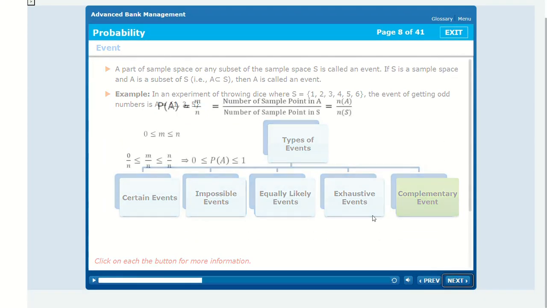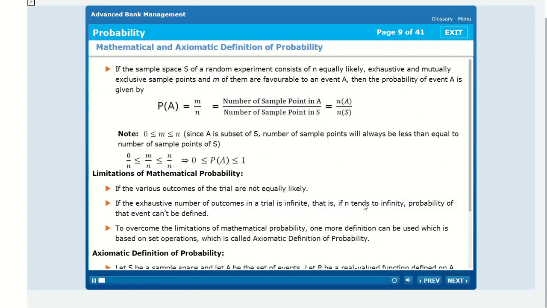Mathematical and axiomatic definition of probability. If the sample space S of a random experiment consists of n equally likely, exhaustive and mutually exclusive sample points, and m of them are favorable to an event A, then the probability of event A is given by P(A) equals m by n, the number of sample points in A by the number of sample points in S, equals n(A) by n(S). Note: 0 less than or equal to m less than or equal to n.